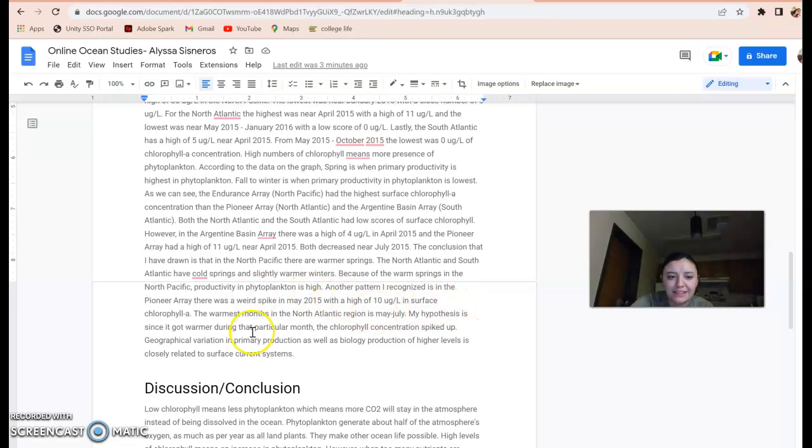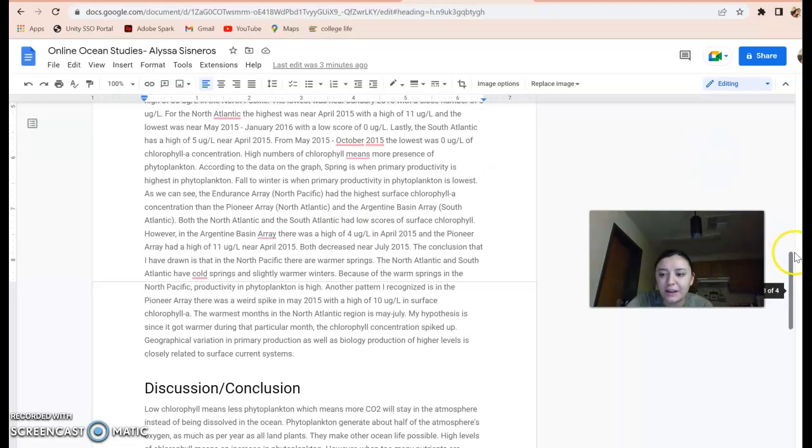Another pattern I recognized is the Pioneer Array, which is the North Atlantic. There was a weird spike in May 2015 with the high of 10 in surface chlorophyll. The warmest month in North Atlantic region is May through July. My hypothesis is since it got warmer during that particular month, the chlorophyll concentration spiked up. Geographical variation in primary production as well as biology production of higher levels is closely related to surface current systems.